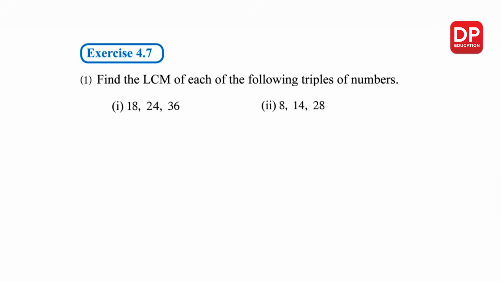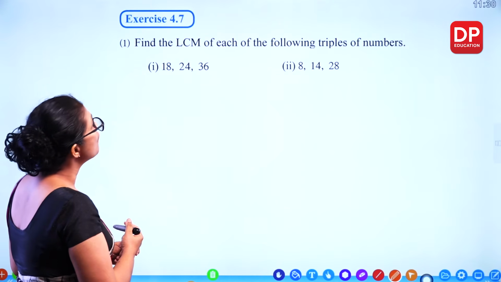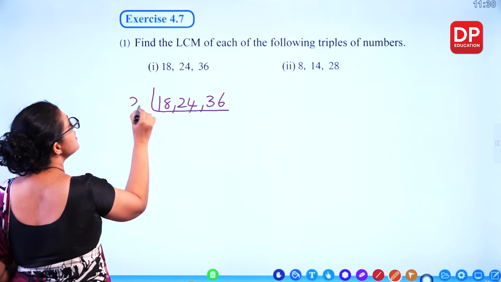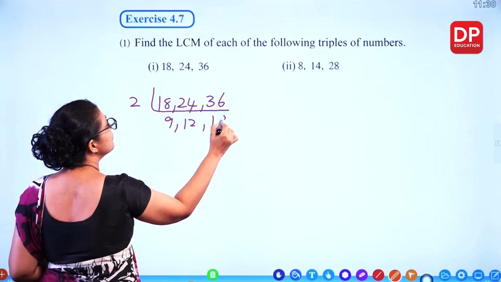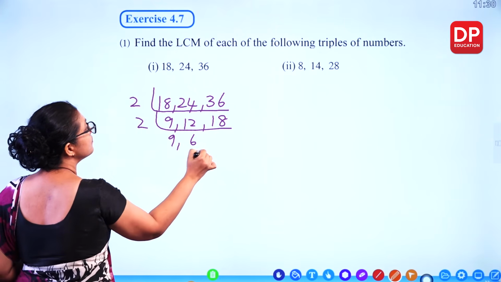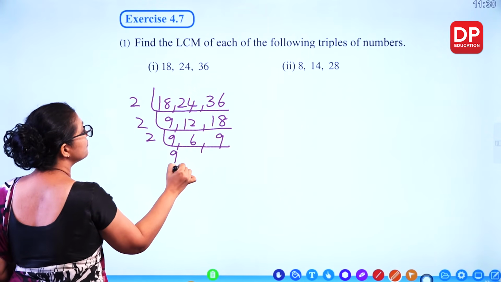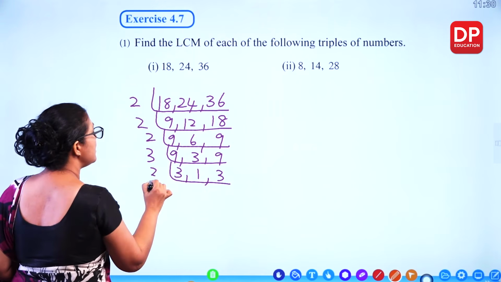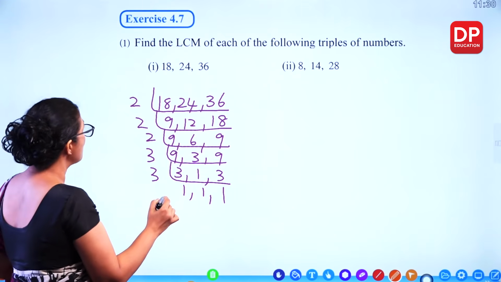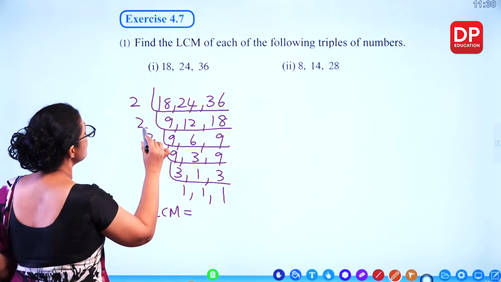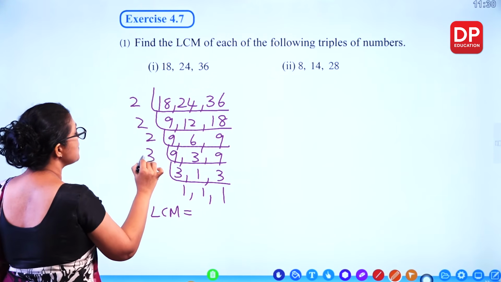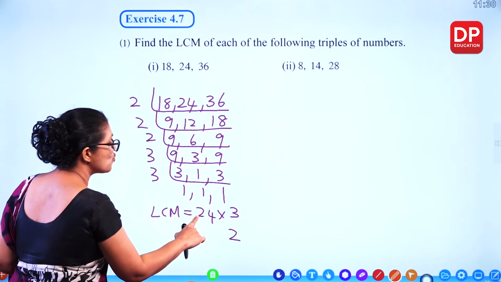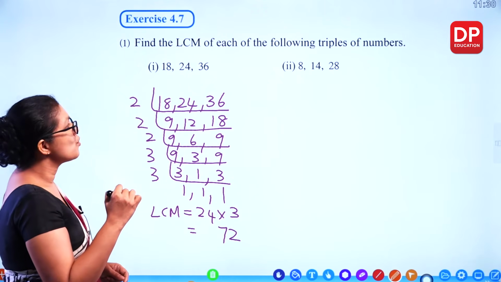Exercise 4.7. Find the lowest common multiple of each of the following triples of numbers. We can take at once and find out the lowest common multiple. Divide by 2. Divide by 2 again. Divide by 2. Divide by 3. And finally again by 3. So what's the lowest common multiple? 2 times 2, 4. 4 times 2, 8. 8 times 3, 24. 24 times 3. 3 times 4, 12. 1 remaining. 3 times 2, 6 plus 1, 72.